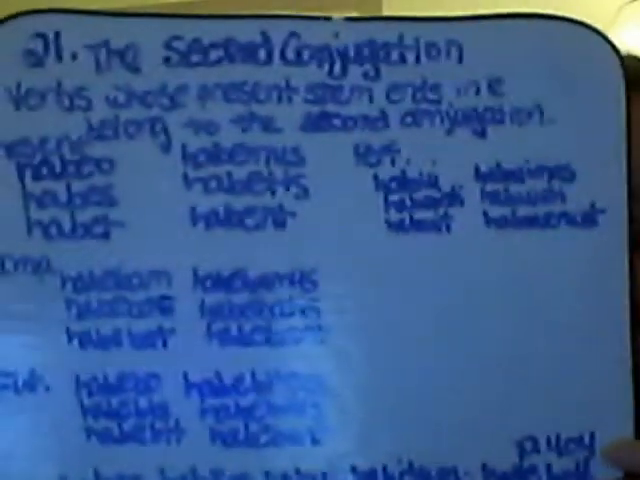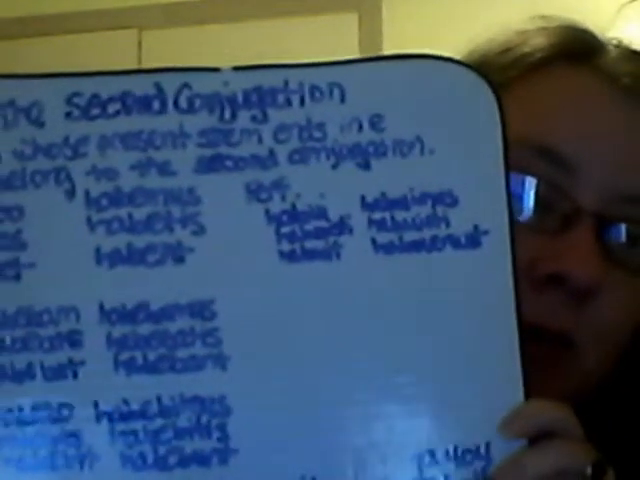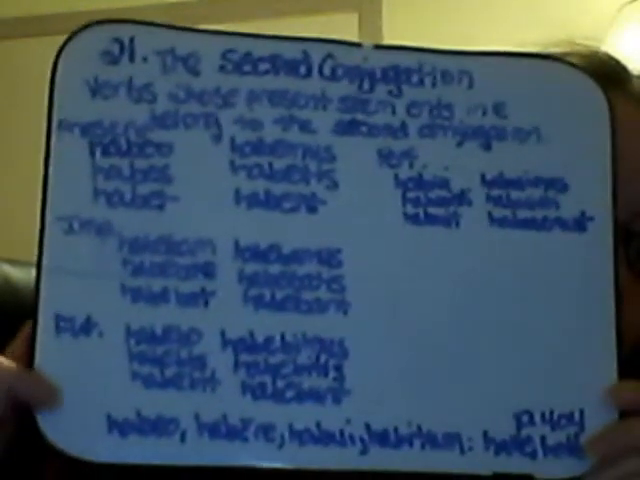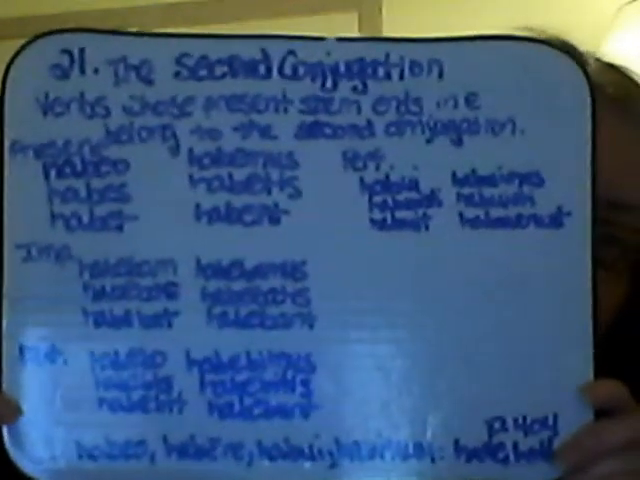And then you take your third principal part, which is habui. You have habui, habuisti, habuit, habuimus, habuistis, habuerunt. It's kind of hard to say. Anyway, I'll leave that up there for a minute, and I'll explain the number in a second.